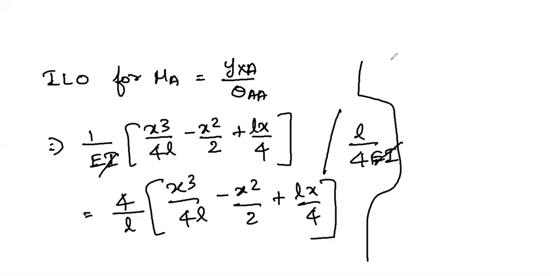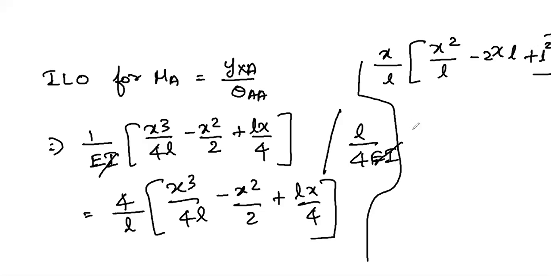Again, I am simplifying this. I am taking the value of x outside, and I am substituting the value of 4 inside this bracket. So what happens? X divided by L into x square divided by L, because this 4 and this 4 get cancelled, minus 2x into L. You have one L outside, so I have to multiply one more L inside, so here it will be L square.